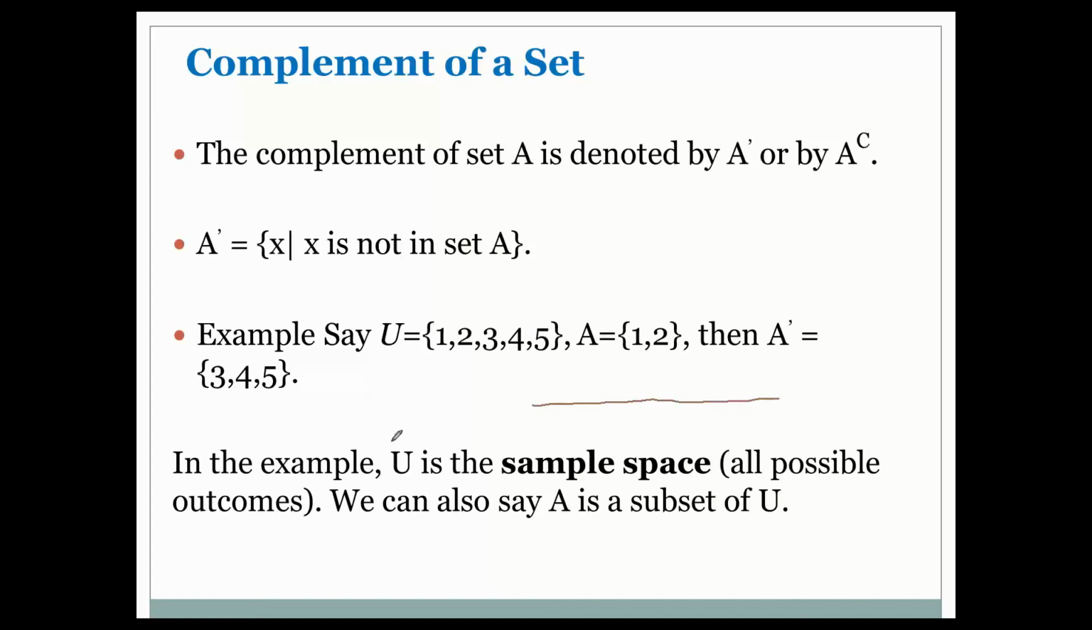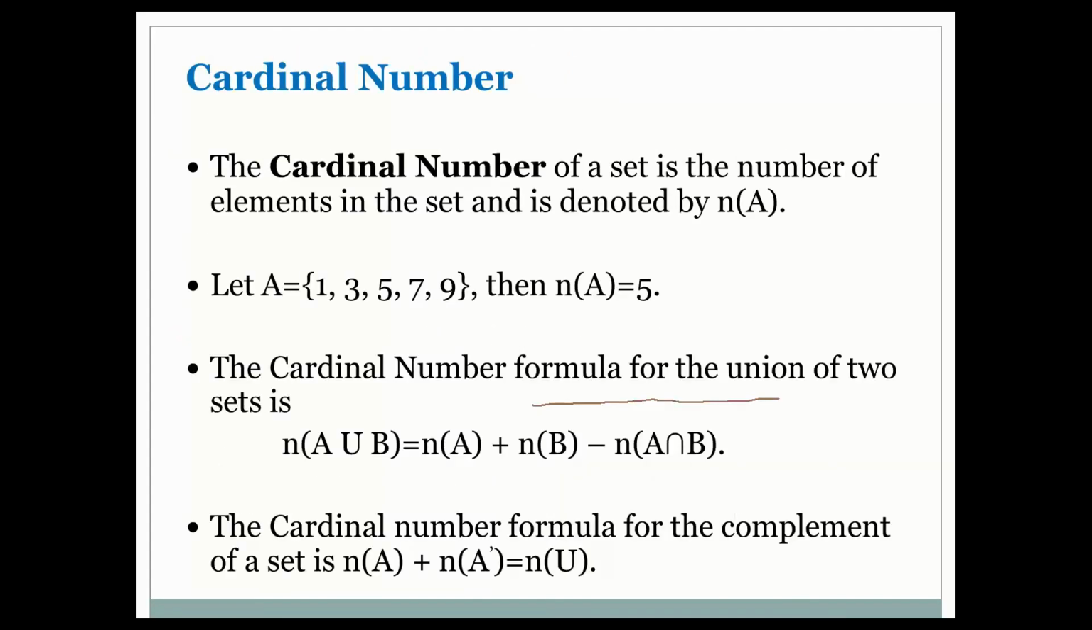So in this example, U would be that sample space or the larger set, all possible outcomes. We can also say that A is a subset of U. And then the A complement would be the things that aren't in A that are still a part of U. Cardinal numbers: the number of elements in the set. You have the little n, which means number, in set A. So if we let A equal 1, 3, 5, 7, 9, there are 5 elements. So n of A is 5.